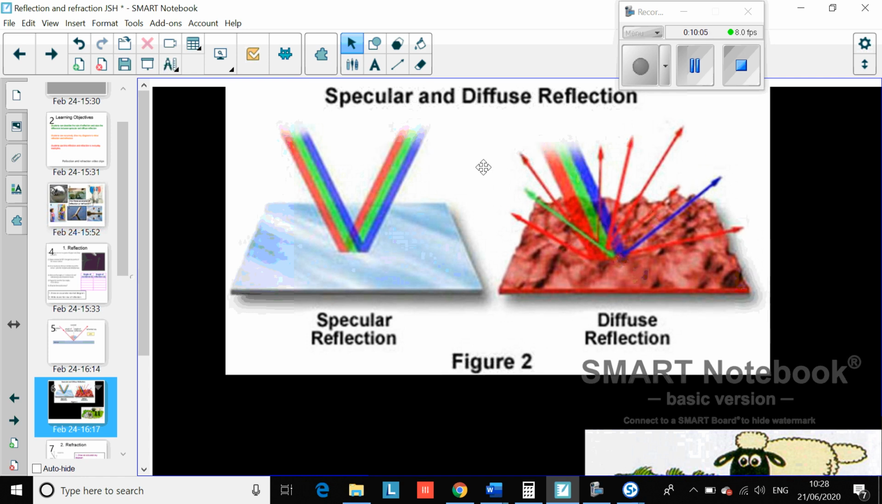So pause the video and just draw a very quick diagram, and then one sentence to describe the difference between specular and diffuse reflection. Okay, pause the video, do that now, please.